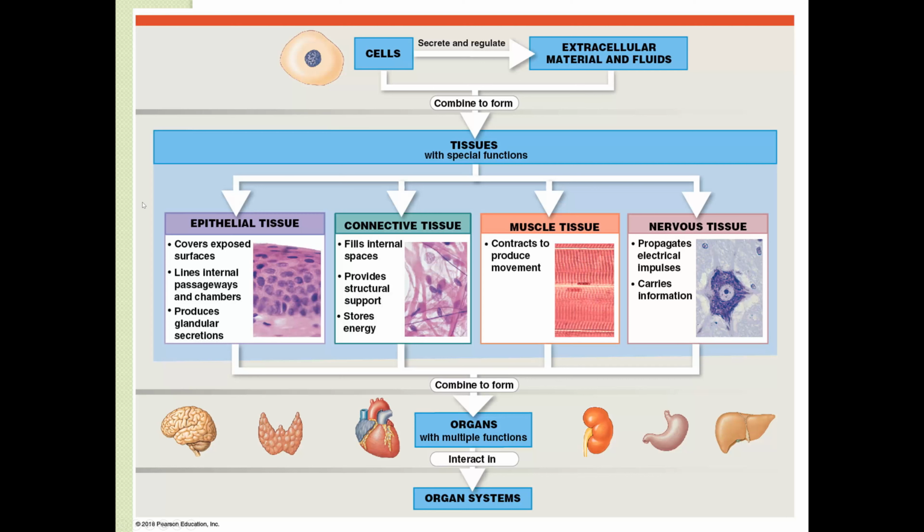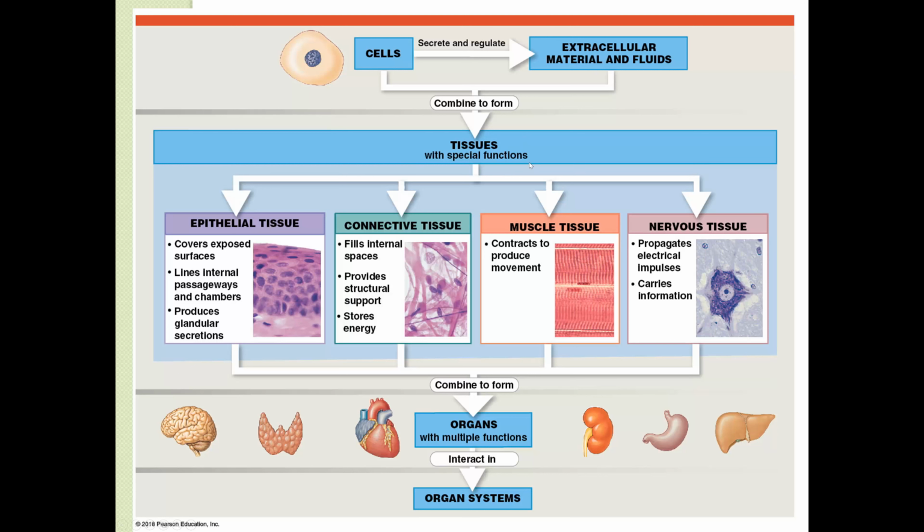Again, remember, we already talked about cells in Chapter 3, and cells secrete extracellular materials and fluids. Extracellular means on the outside of the cell, so this is fluid and fibers that exist outside the cell. If we take the cells plus the extracellular materials and fluids and combine them together, we get tissues, which then have special functions.